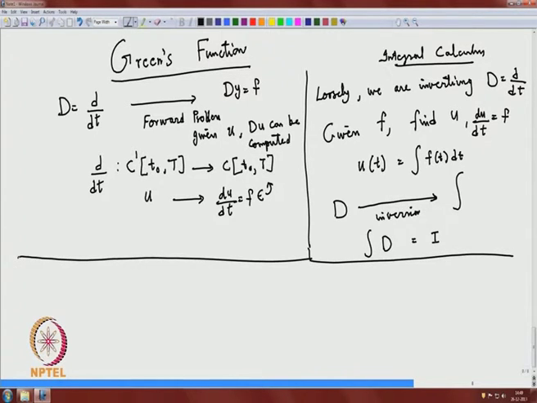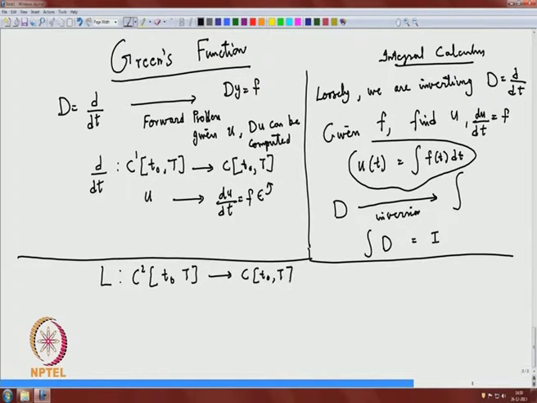So, the thing is whether we can find some representations. You are trying to represent your solutions u of this form. Now you have a general operator L. I can think of L as an operator from C^2 of t naught to T going to C of t naught to T, where y is taken to L of y.